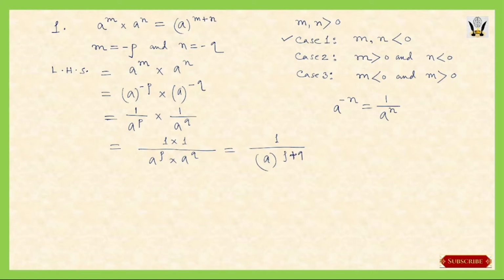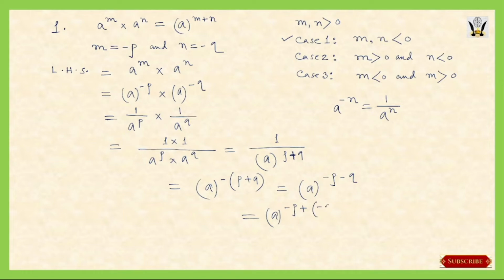Now it has the form 1 divided by a to the power n, so it can be written as a to the power minus of p plus q. Why is it minus of p plus q? Because 1 divided by a to the power n is equal to a to the power minus n, so a to the power minus of p plus q. Now if we separate these two exponents, then it can be written as minus p, then minus q. So it is a to the power minus p and minus q.